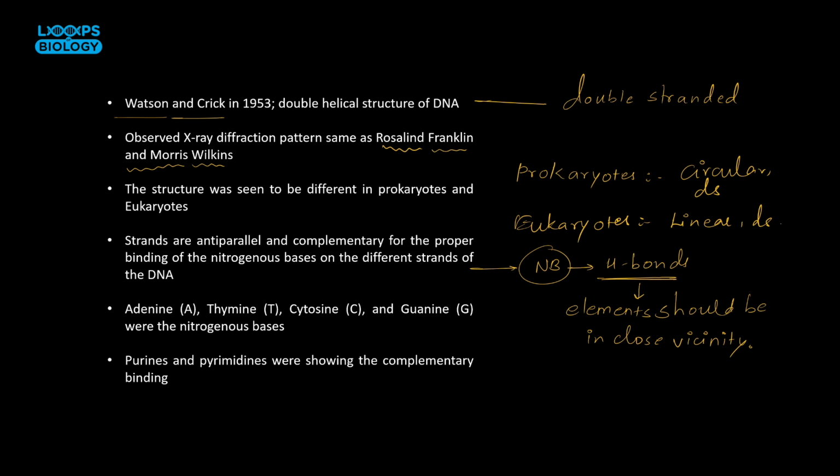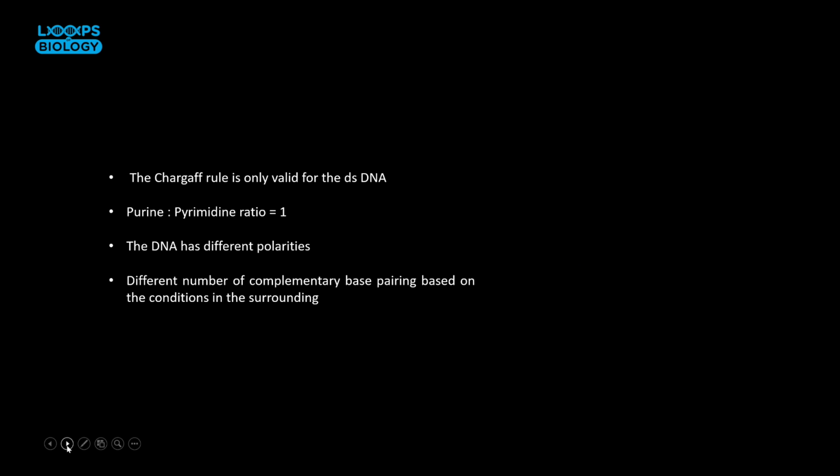Now, if I am considering DNA, adenine, thymine, cytosine and guanine are the nitrogenous bases involved, and purines and pyrimidines show complementary binding. So which were the purines? A and G, and the pyrimidines are T and C. So there is binding of A double bond T, that is 2 hydrogen bonds, and C triple bond G, that means a total of 3 hydrogen bonds. This case, based on the number of purines and pyrimidines, is given by Chargaff's rule.